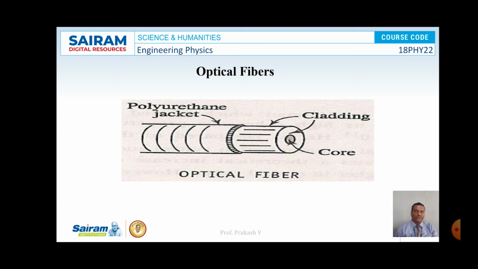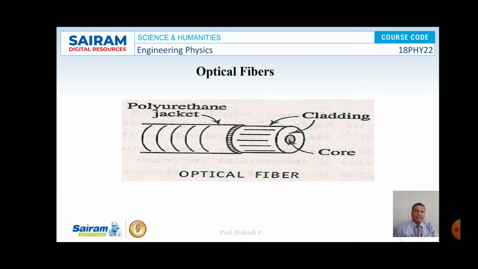The core is made of a material with refractive index N1, and the cladding is made of a material with refractive index N2. It is observed that N1 is greater than N2, so the refractive index of the core is greater than that of the cladding. And the optical fiber works on the principle of total internal reflection.